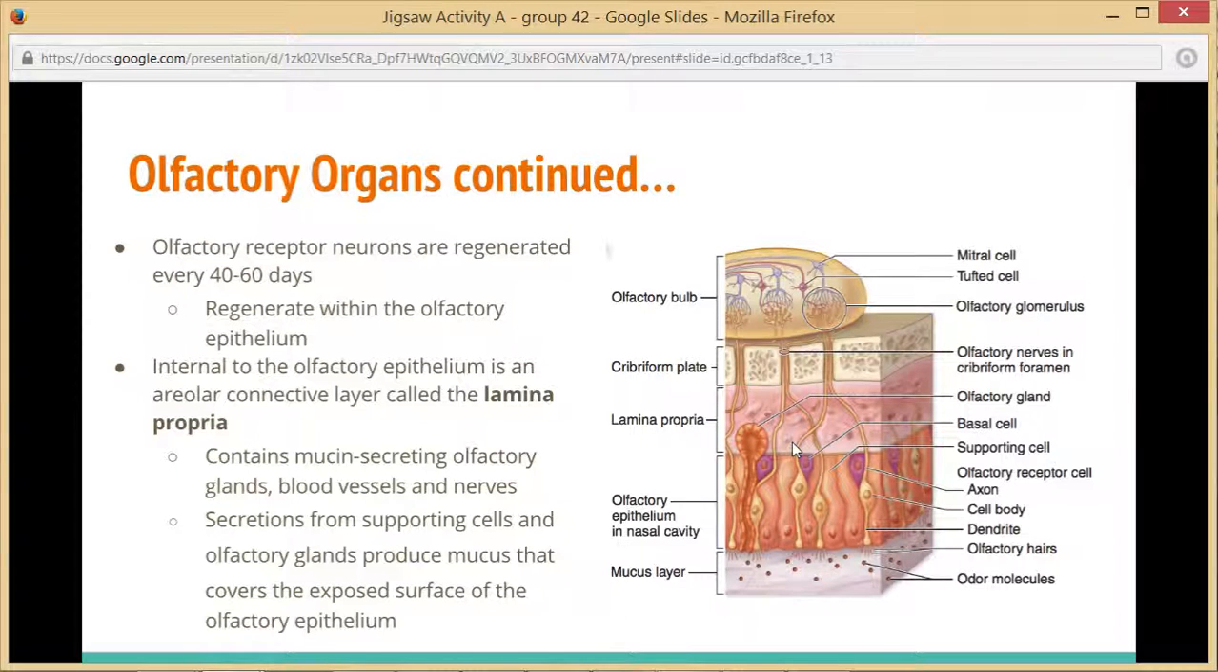The olfactory receptor cells are regenerated every 40 to 60 days and regenerate within the olfactory epithelium. Inside this epithelium is a connective layer called the lamina propria that secretes mucus, which allows odors to dissolve so they can ultimately be detected. As we age, the mucus production slows, and as a result, the effectiveness of our sense of smell deteriorates.